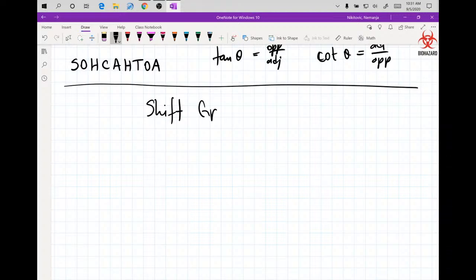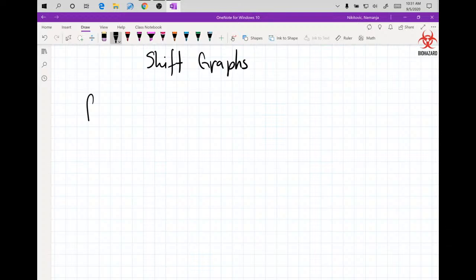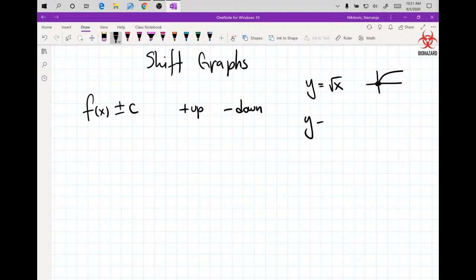Shift graphs. So if you have a function and you add or subtract a value, positive will move it up, negative will move it down. Example of that is y equals square root of x, which is the normal graph starting at 0, 0, and then you say root x plus 2. So plus 2 is going to move it up 2. Keep the same shape of the graph, keep everything the same, it's just going up 2 units.